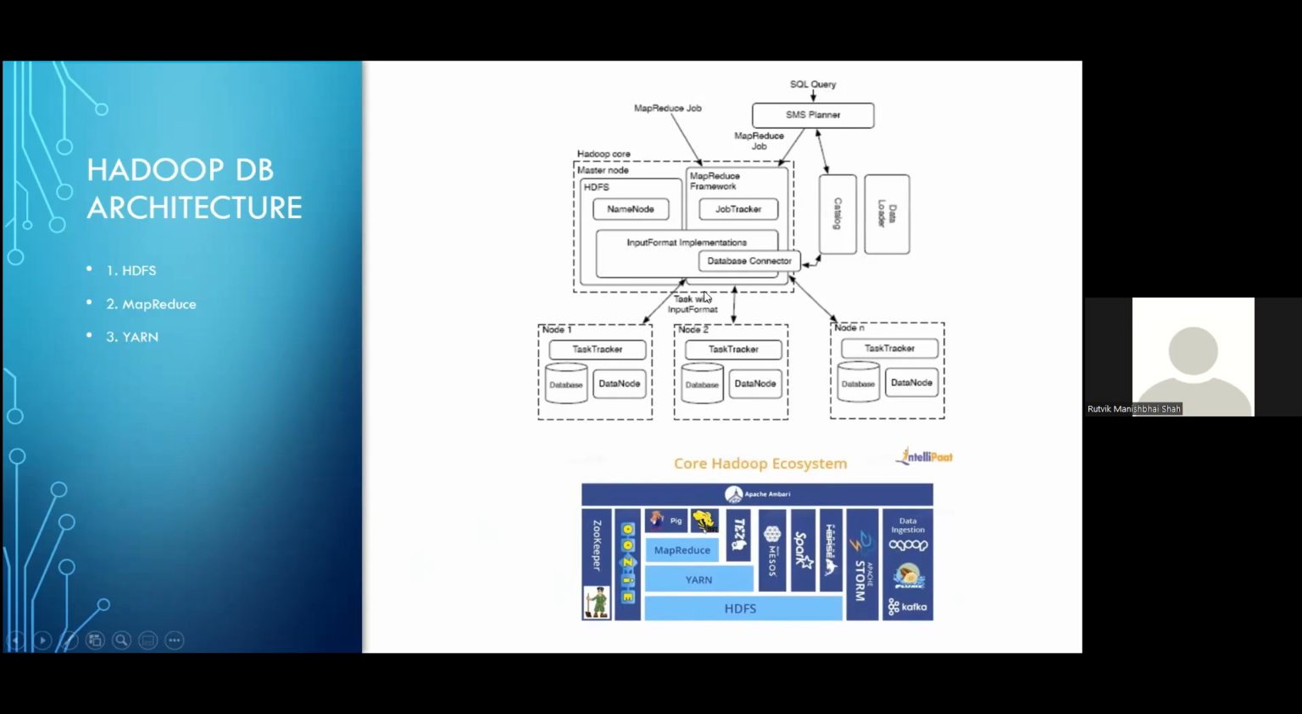In the very first figure, on the very right side we have the data loader, which is responsible for initially loading the data, and this data will be stored in raw files. Then we have a catalog which is connected with the SMS planner. Both of these are responsible for processing the SQL query. So now let's see each component of the ecosystem in detail.